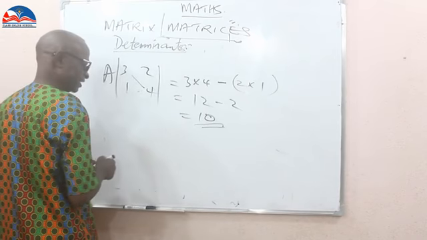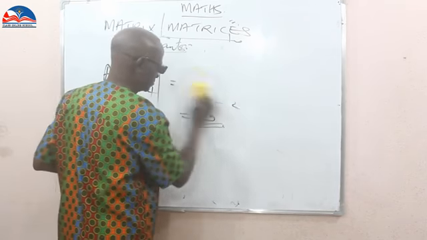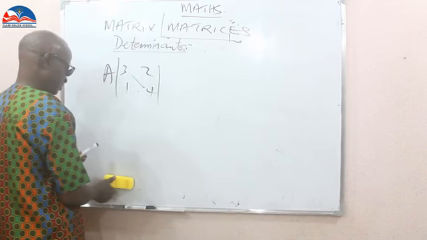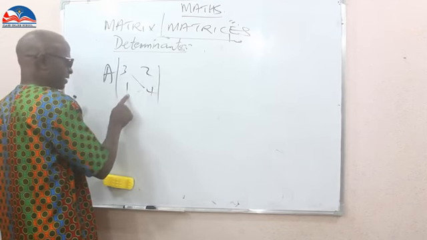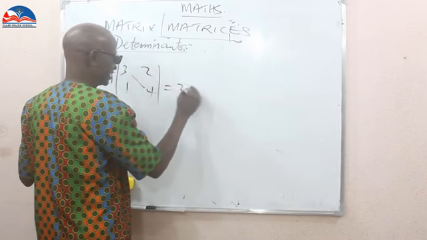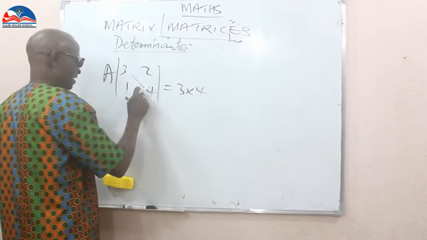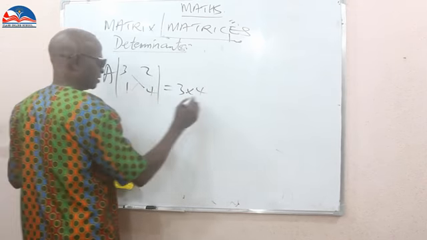I'll take it again. Determinant means cross multiply and subtract. Cross multiply this one and subtract the other cross multiply. So determinant: 3 times 4, cross multiply, minus the other way, minus 2 times 1. 3 times 4 is 12, minus 2 times 1, which is 2. That is 10. Cross multiply, then subtract: from the right, minus this left one. That's the determinant for 2 by 2 order.